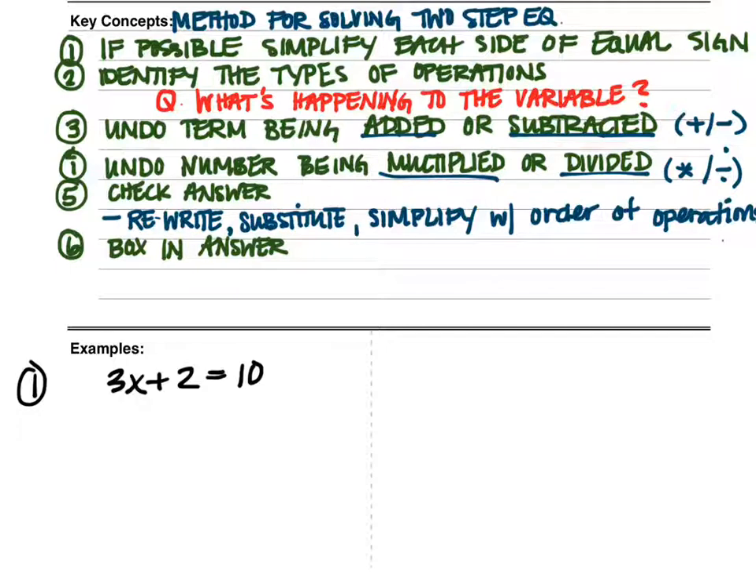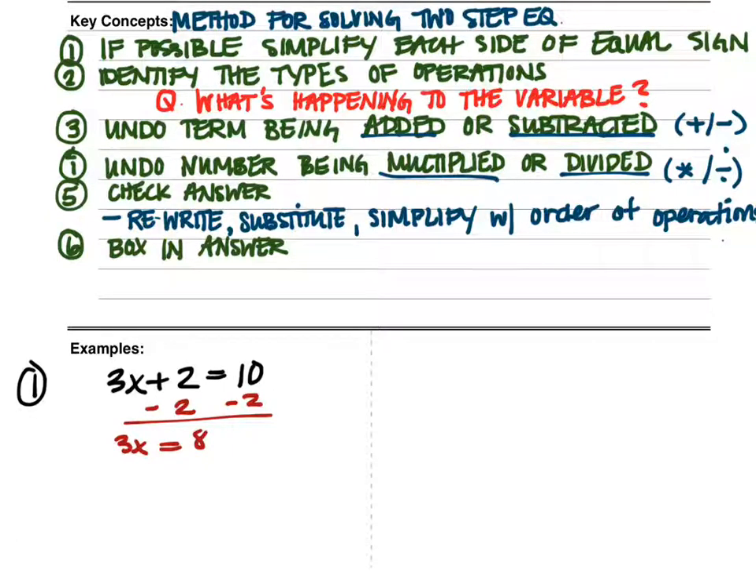So then that leaves me with starting along the process and identifying the types of operations. So when I take a look here, 3x, that's multiplication, and this plus sign here is addition. So the two types of operations I have are multiplication and addition. With that being said, step 3 asks me to undo the term being added or subtracted. Now I have this plus 2, so I'm going to take the inverse and subtract 2. That's going to leave me with 3x is equal to 8.